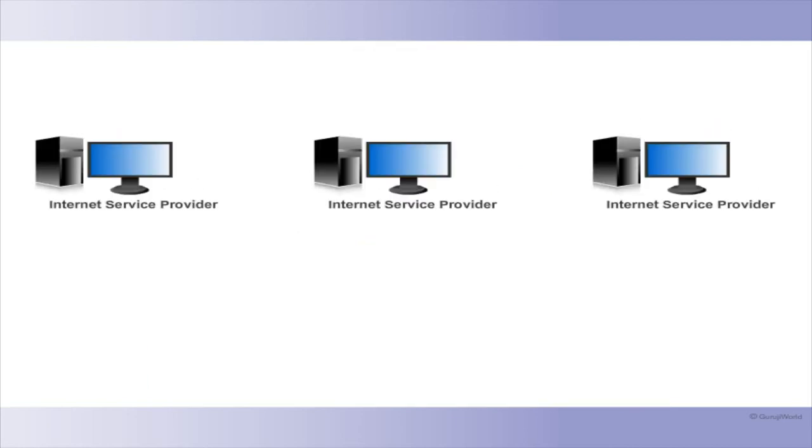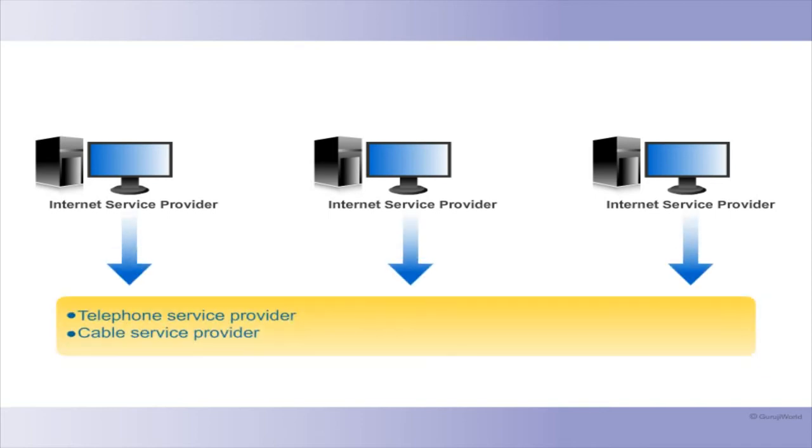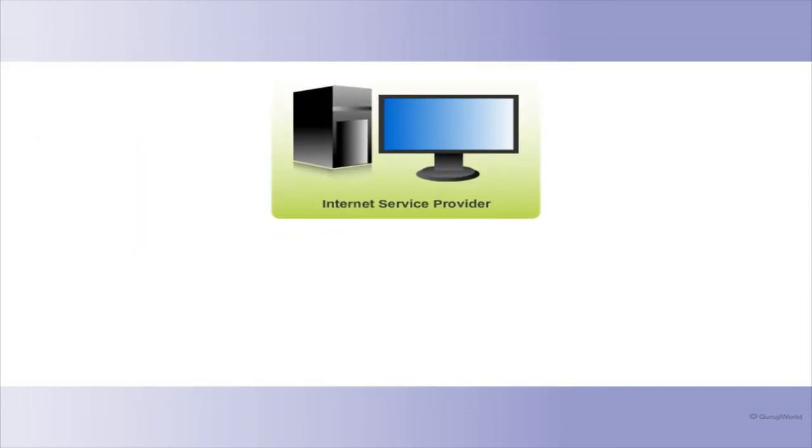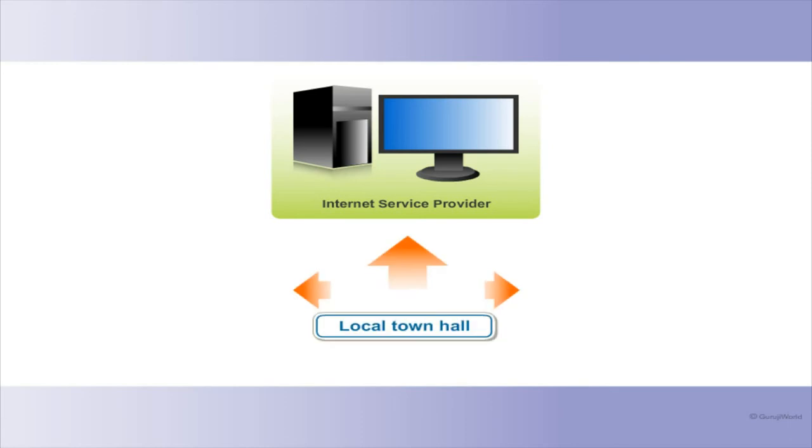Depending on the area in which you live, you may have access to several ISPs. If you're looking for an ISP, your telephone service provider and your cable television provider are good places to start. You might also have options through a satellite television service provider, a satellite broadband service provider, or a wireless broadband service provider. If you are living in a rural community, contact your local town hall for a recommendation.